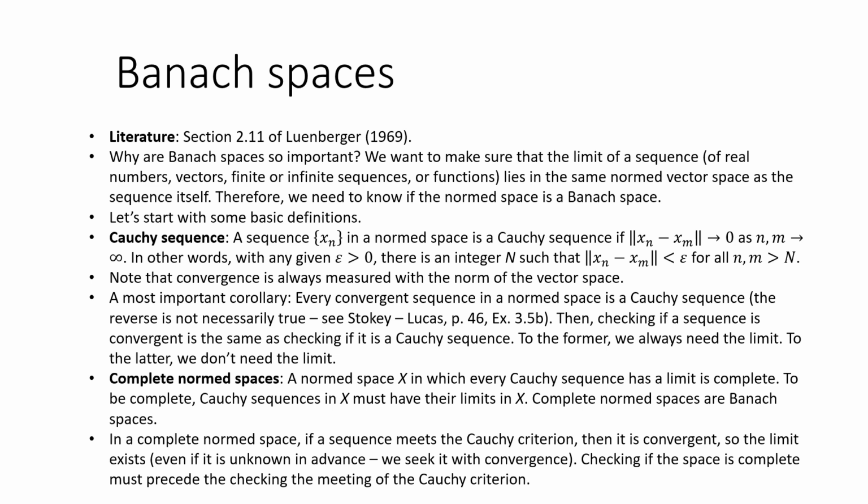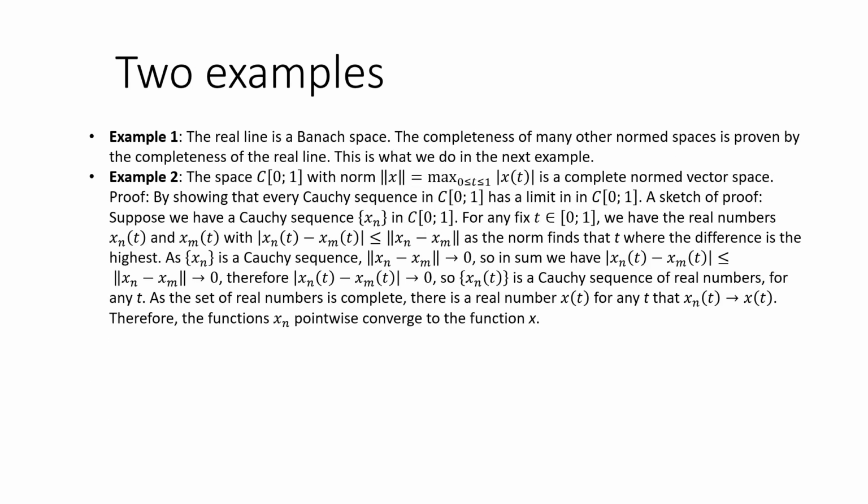So let's see two simple examples. Okay, let's have a look at these two examples. First of all, and most importantly, the real line is a Banach space. This is very useful because we can show the completeness of many other vector spaces with the completeness of the set of real numbers. And this is what we do in the next example.